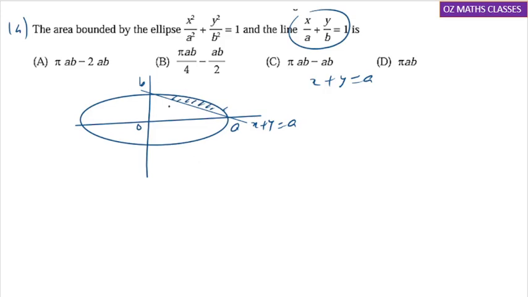Take the 1/4 region of the ellipse. The total area of the ellipse is pi AB. So our required answer will be the area 1/4 pi AB minus the area of triangle OAB, which is half, base A and height B, so AB by 2. So pi AB by 4 minus AB by 2, B option.